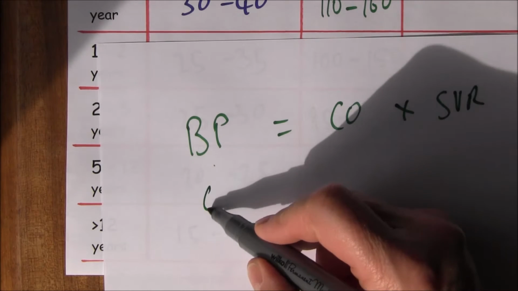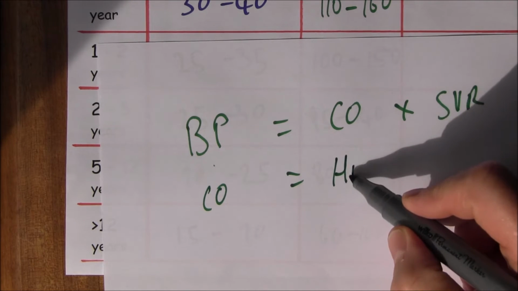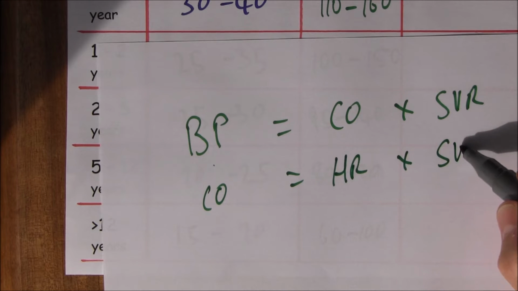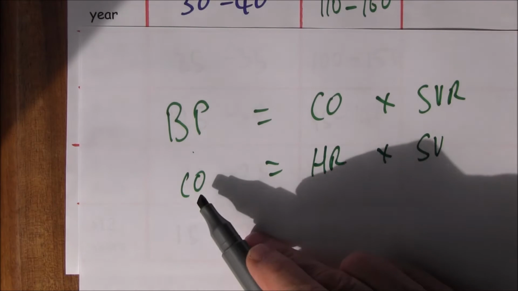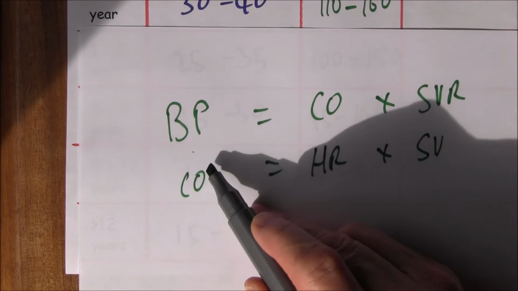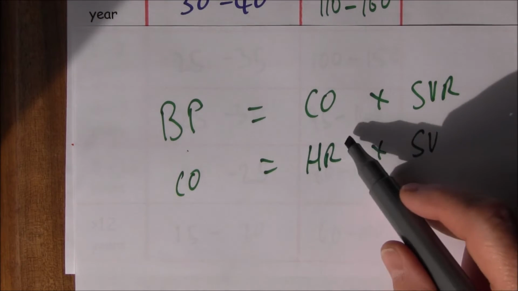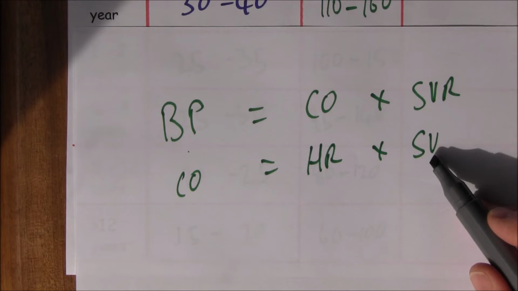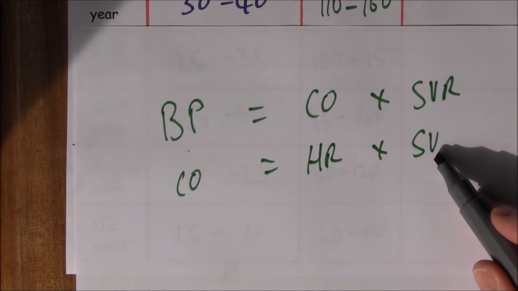And the cardiac output itself is equal to heart rate multiplied by stroke volume. So the cardiac output is the volume of blood discharged by, let's say, the left ventricle over a 1 minute period, and that equals the heart rate times the stroke volume, which is the volume of blood pumped out each time the heart contracts.